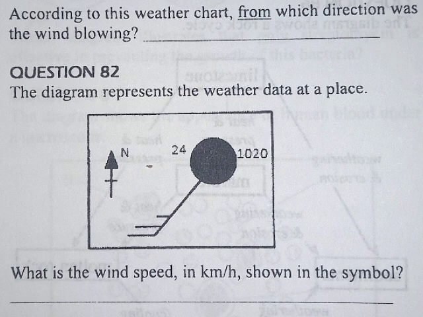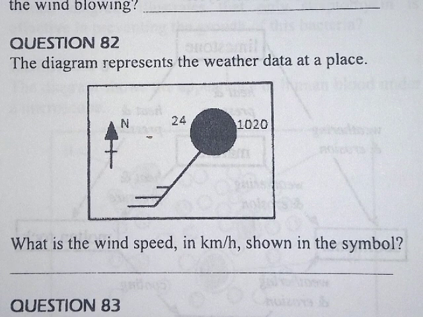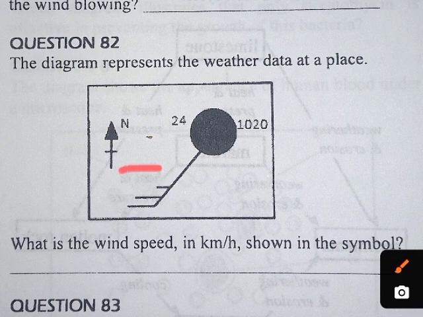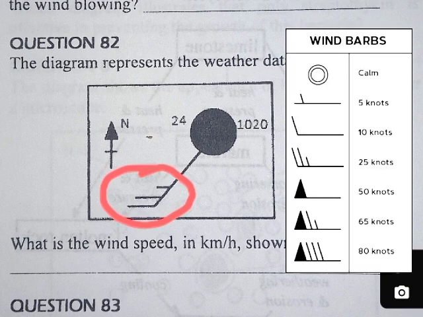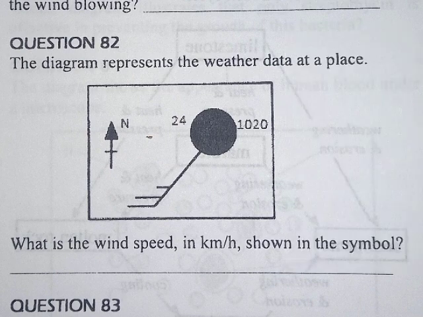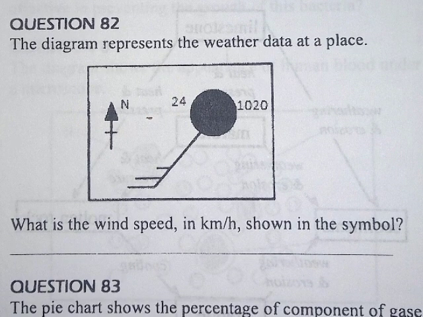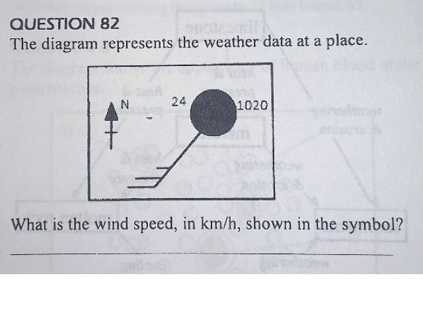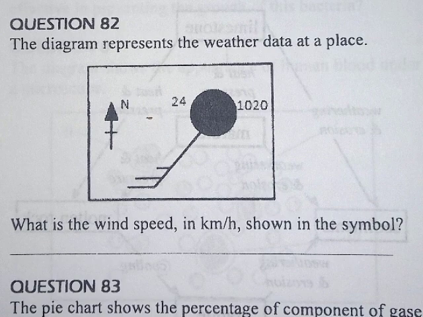The pressure is 1020, the temperature is 24. So what is the question? What is the wind speed in kilometers per hour shown in the symbol? We are going to work out the value of these three lines attached to the direction. The long one is always 10, the short one is always 5. We have 2 long ones, that means we have 20 knots, and the short one is 5, so that's 25. According to the question, it should be in kilometers per hour. So our answer is 25 kilometers per hour.